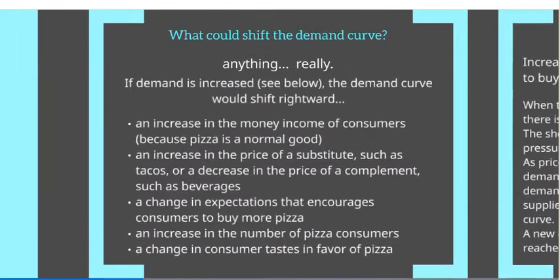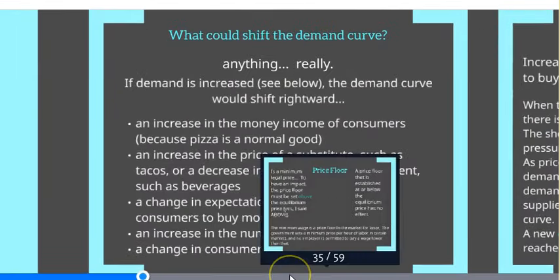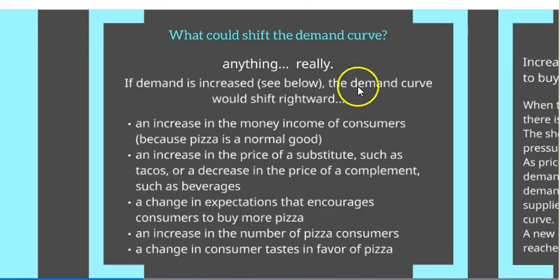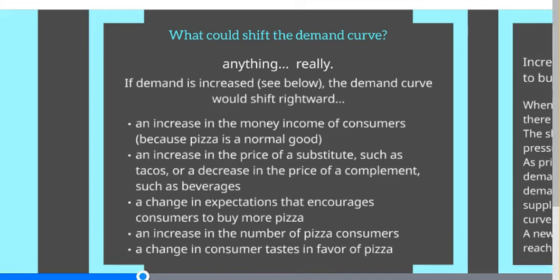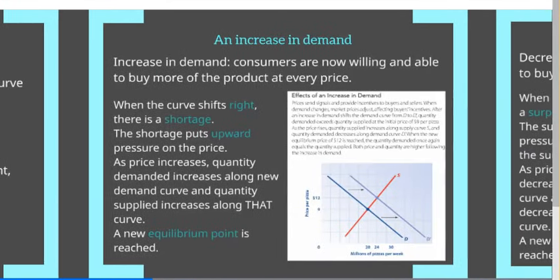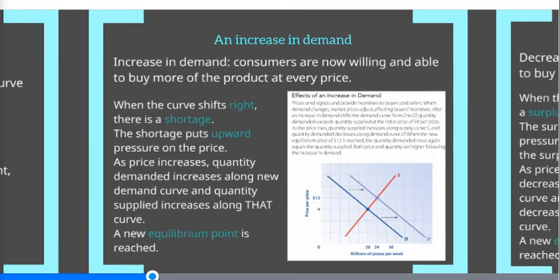And I apologize, these are all right here. If demand is increased, the demand curve would shift rightward, and these are the reasons I just talked about. So let's talk about each one in turn. First of all, an increase in demand. Increase in demand means that consumers are now willing and able to buy more of the product at every price. That means our curve is shifting to the right.